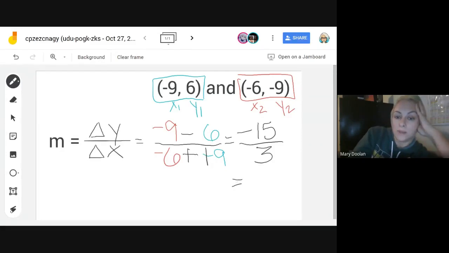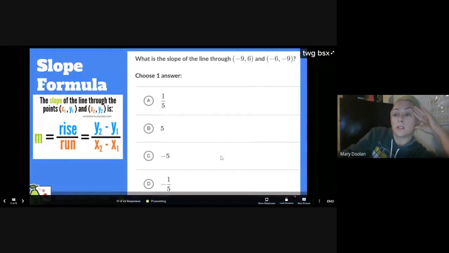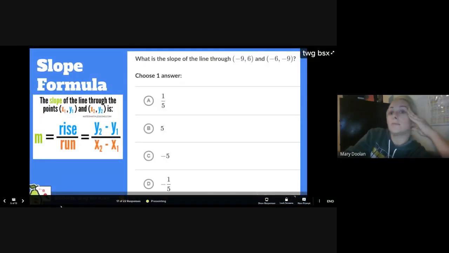Okay, so negative 15 and positive 3. Well, I know 3 goes into 15 5 times evenly, so this is actually negative 5. So that's how we get the answer for that problem that we were just looking at on slide 5. The correct answer is negative 5. That's the one that's equivalent to the slope that I got.